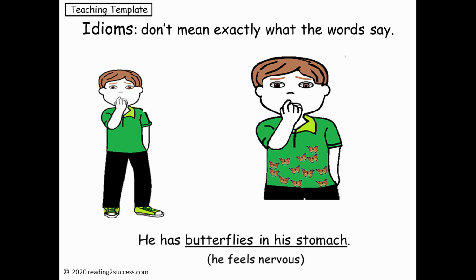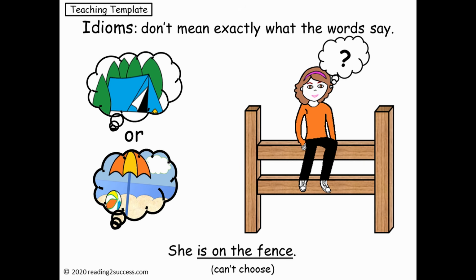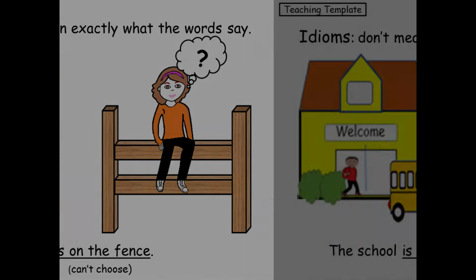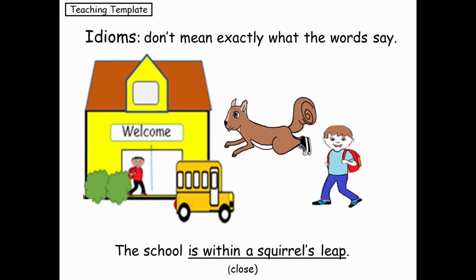He has butterflies in his stomach means he feels nervous. She is on the fence means she can't choose between camping or going to the beach. The school is within a squirrel's leap means the school is close.